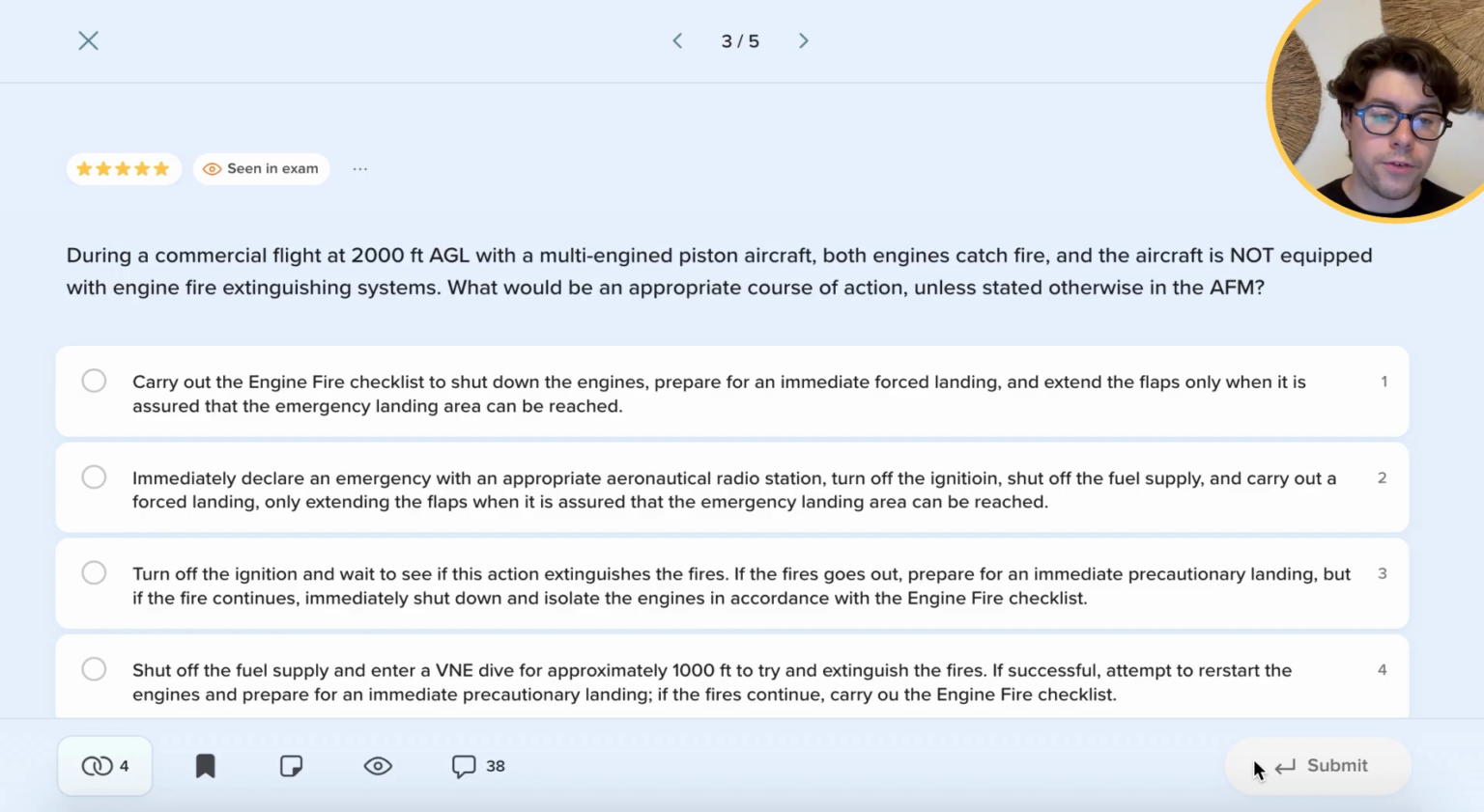Now for question number 3. During a commercial flight at 2,000 feet above ground level with a multi-engine piston aircraft, both engines catch on fire, and the aircraft is not equipped with engine fire extinguishing system. What would be an appropriate course of action unless stated otherwise in the AFM?